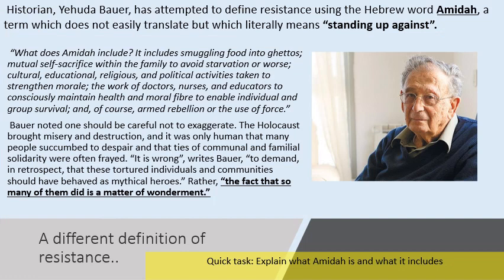So this historian here, Yehuda Bauer, he's attempted to define what resistance is, and he's using a Hebrew word called amadar. It doesn't really translate very well, but it basically means to stand up against. So I'm just going to read through the information. So what does amadar include? It includes smuggling food into ghettos, mutual self-sacrifice within the family to avoid starvation or worse, cultural, educational, religious and political activities taken to strengthen morale.